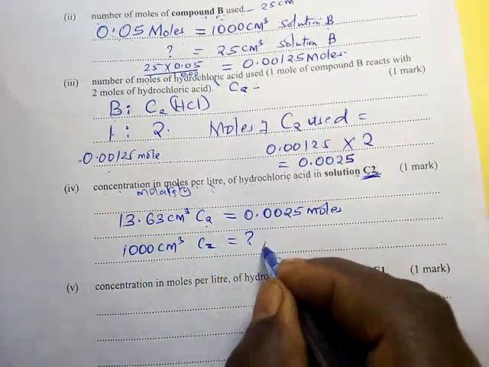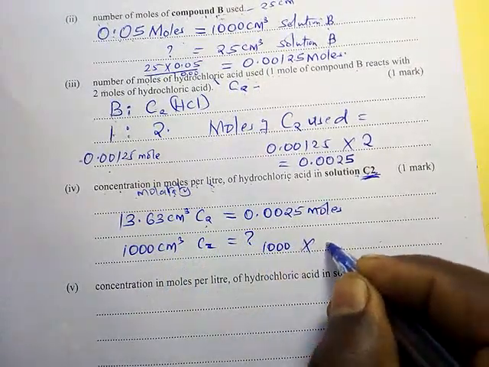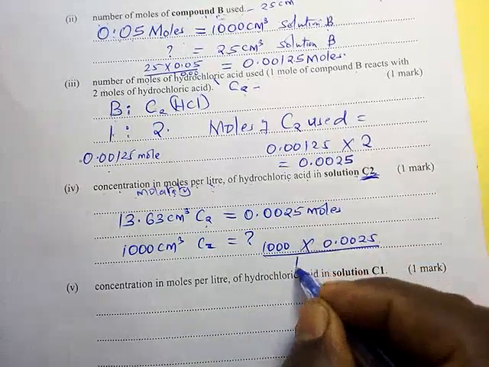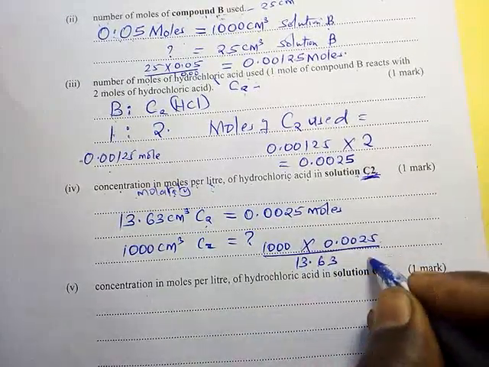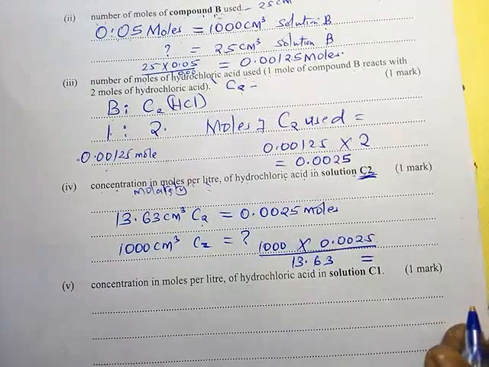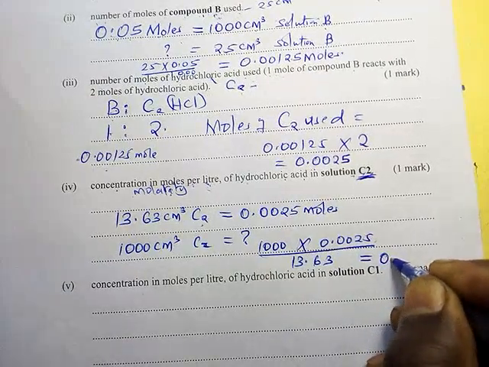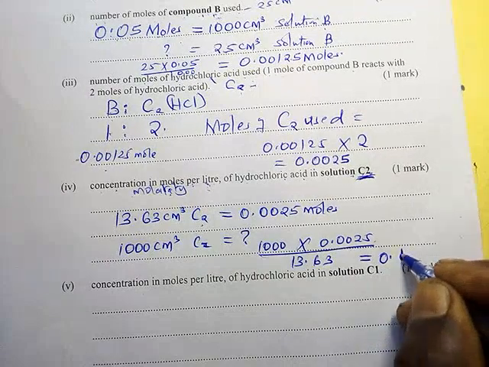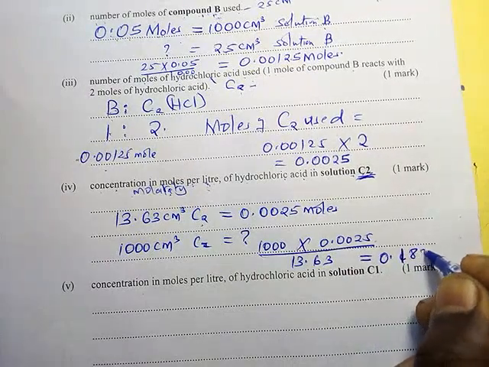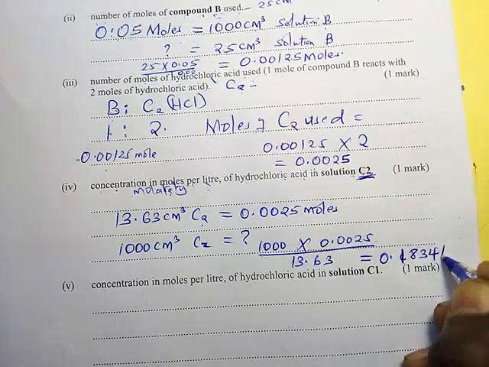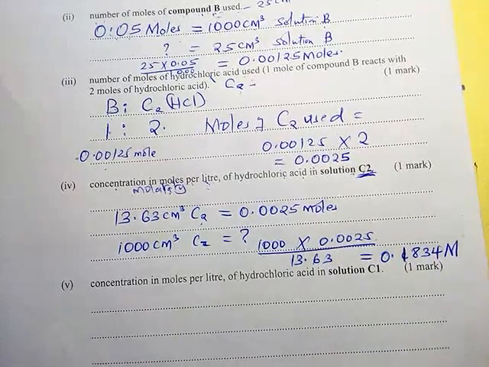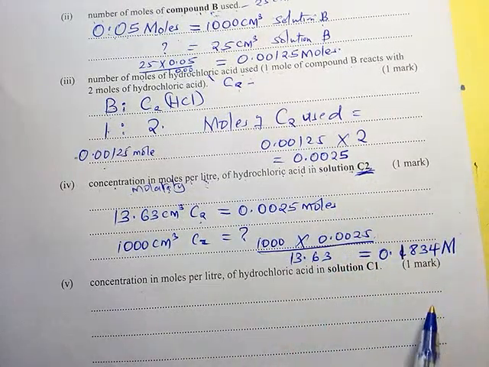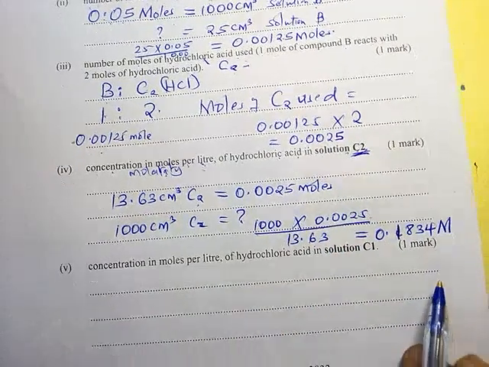So that one will be 1,000 times 0.0025, you divide by 13.63. This one is going to give us 0.1834. Capital M stands for molarity. So that is the number of moles of C2 in 1 liter.